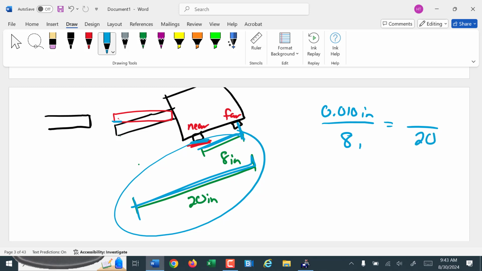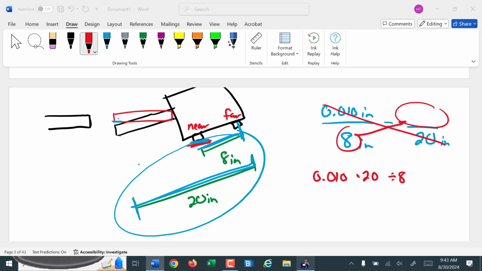The amount it's going to raise the end of the shaft is going to be quite a bit more than that 0.010 of an inch, because it is working on a longer arm of rotation, or moment arm. That's 20 inches there.